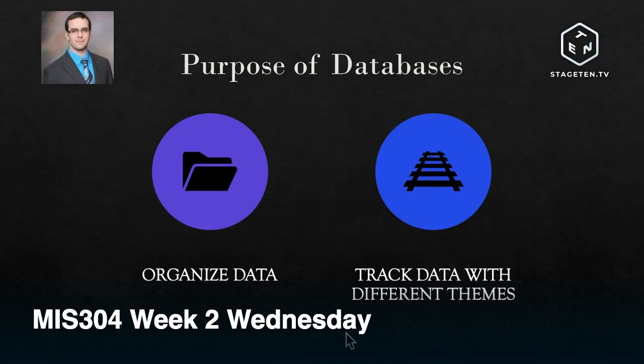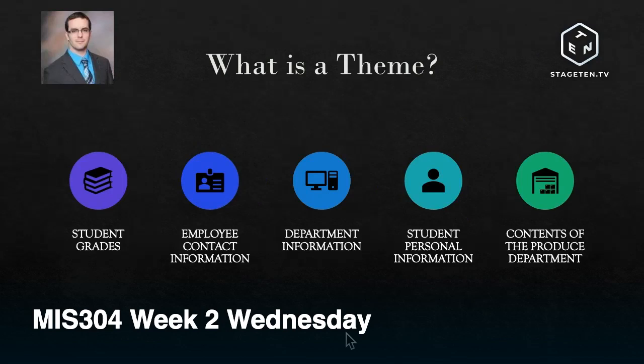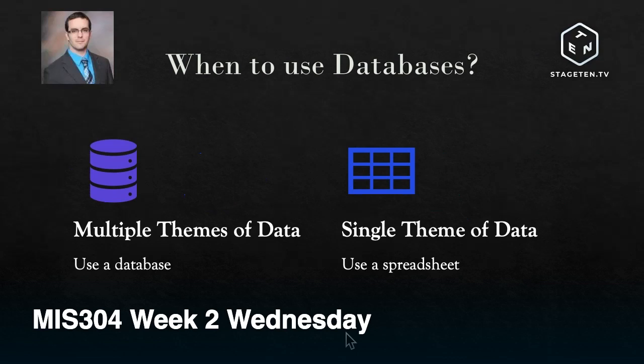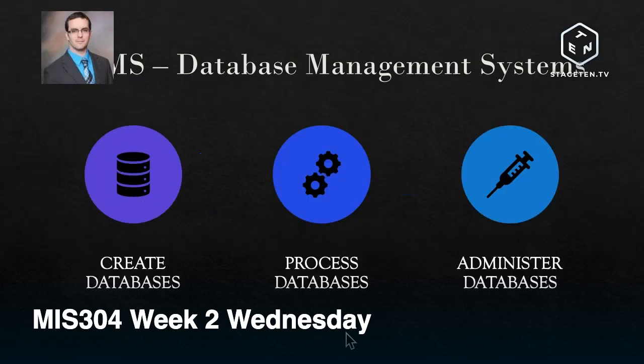So we use databases to organize data and track the data that has different themes. I already gave you a couple examples of the different themes of data. But database management systems are how we actually create databases, process them, and administer them.